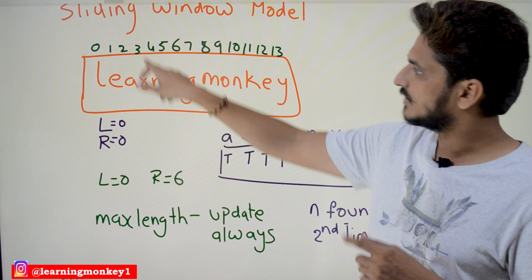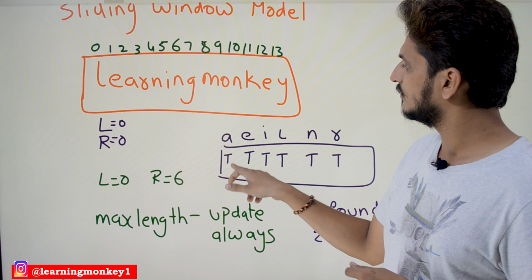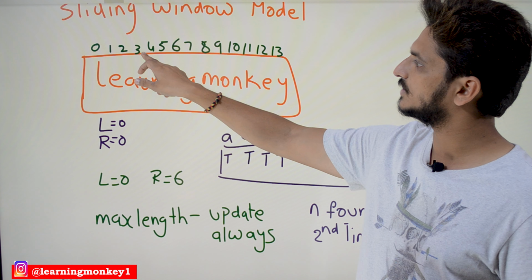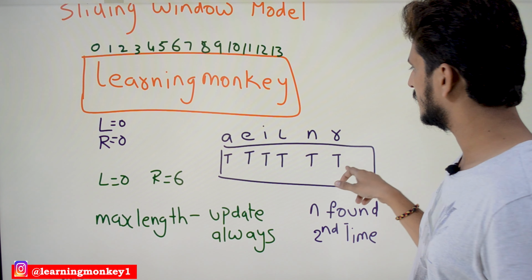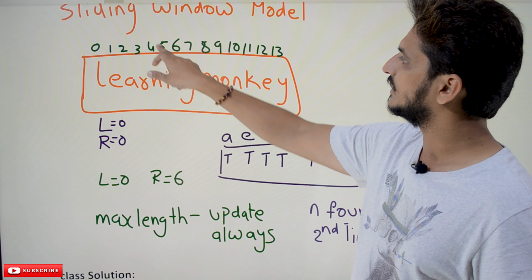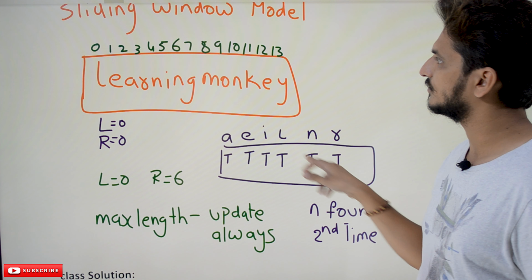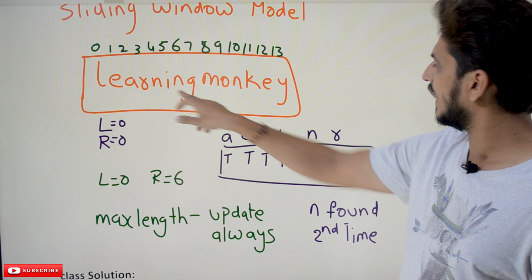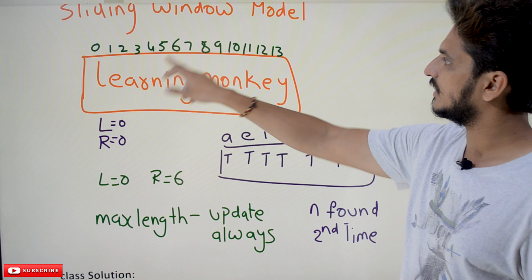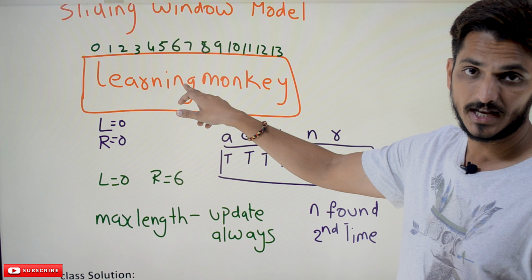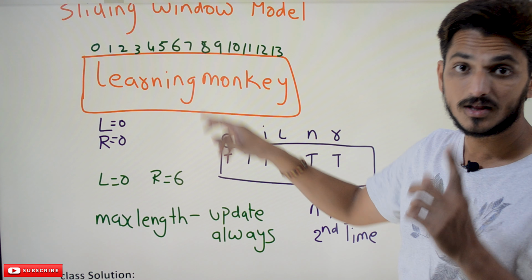And now right plus plus, A, place it as true. Right plus plus, R, place it as true. Right plus plus, N, place it as true. Right plus plus, I, place it as true. Right plus plus, 6, N, already visited.